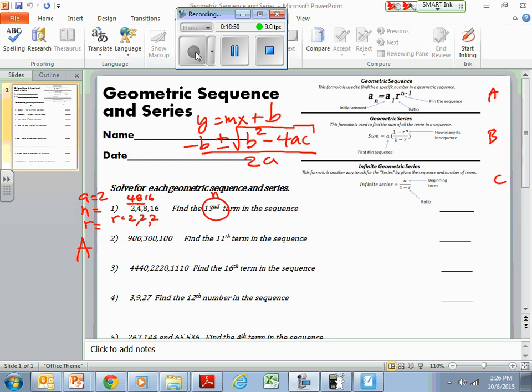A is a 2. What is N in this one, anyone? 13. And R? 2. You plug it into the puzzle, you do some stuff. If you have a calculator, you're going to be super duper. Without a calculator, you're nothing. Let's try this. Do this setup.